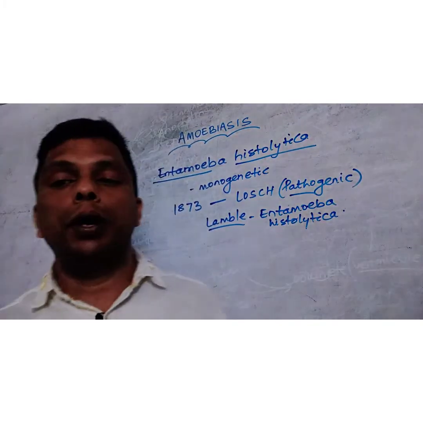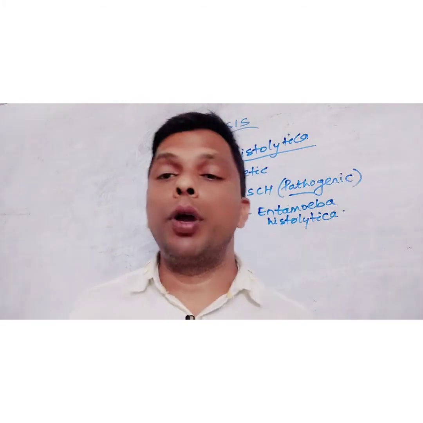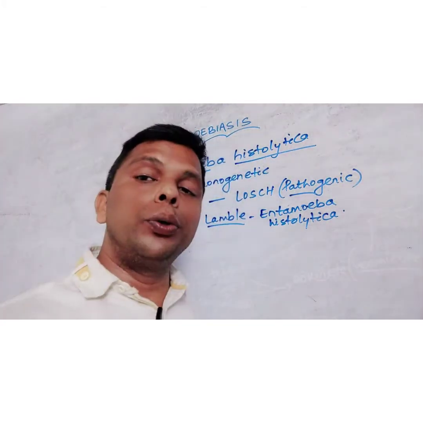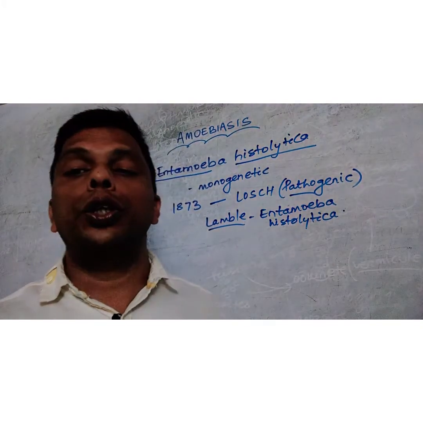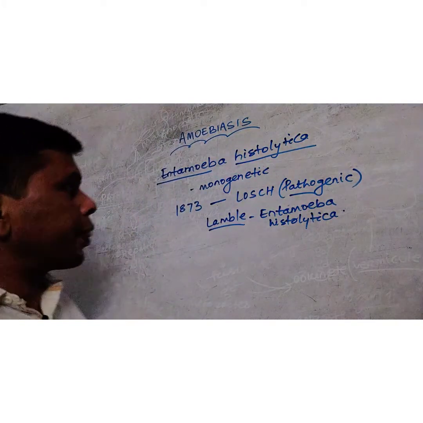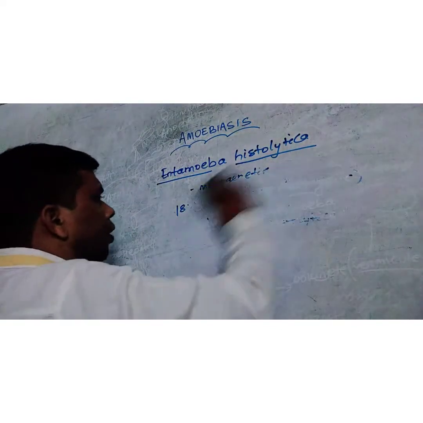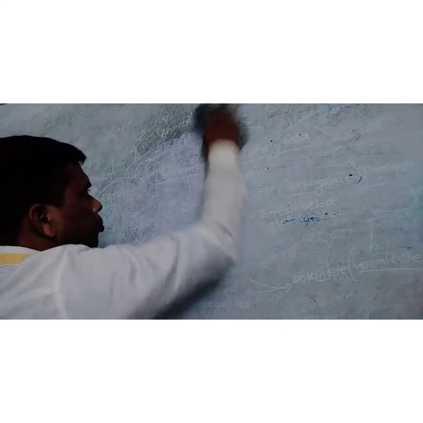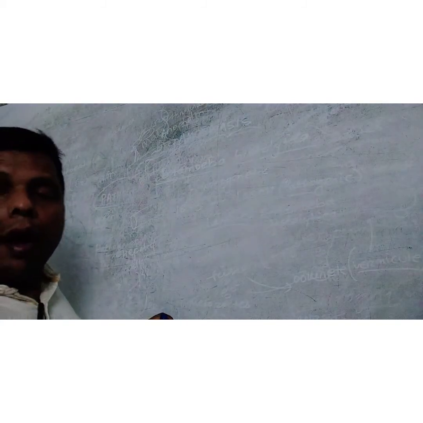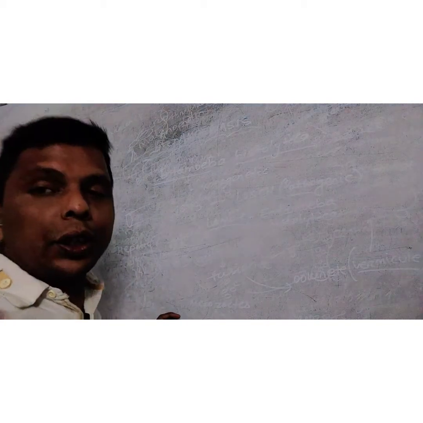Let's discuss the structure of Entamoeba histolytica in detail. First, we have to discuss the structure of the feeding stage and the pre-cystic stage. Structural variation is seen in both these forms.